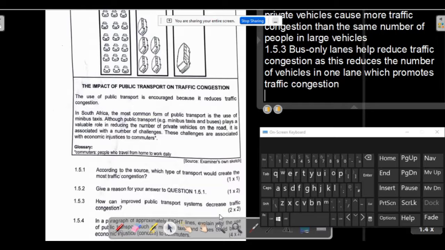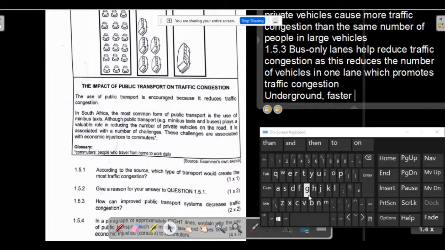So how many marks do we have here? It's 2 times 2, so it's 2 marks each. What can we say, guys? Maybe we could also say underground. Talk about underground, faster. It's always about efficiency, guys, being fast.